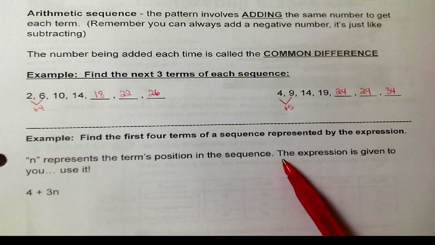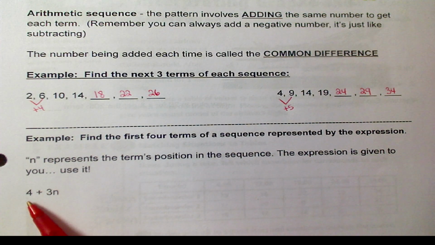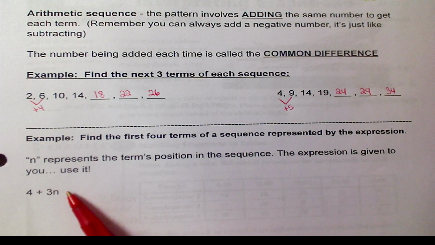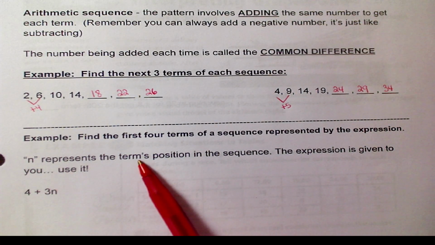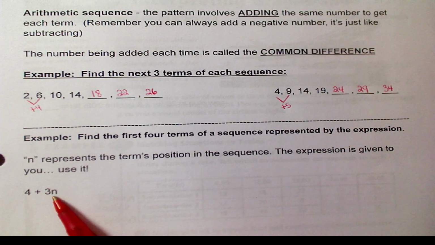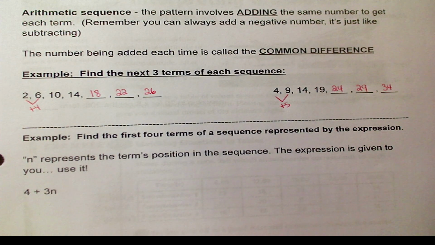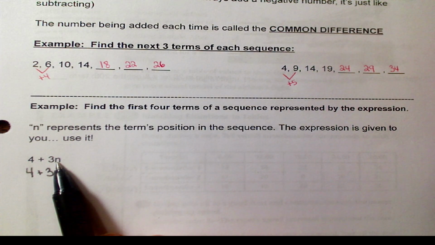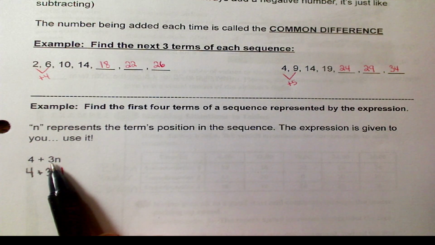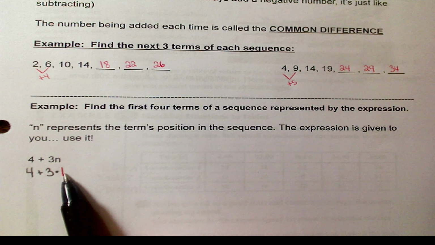And we need to find the first 4 numbers, but all they gave us was this expression. It's just like an equation, but there's no equal sign and we don't know what it's equal to. So n represents the term's position. So if I want to find the first term in the sequence, I'm going to make this n a 1 because I want to find the first term. So again, because I want to find the first term, this n becomes a 1, and 3 is multiplying n, so 3 needs to times 1.